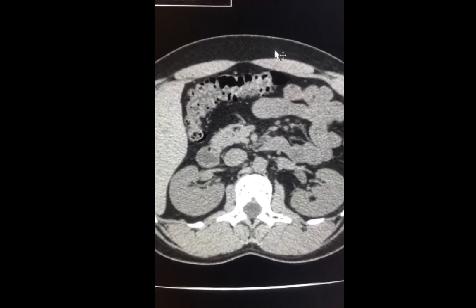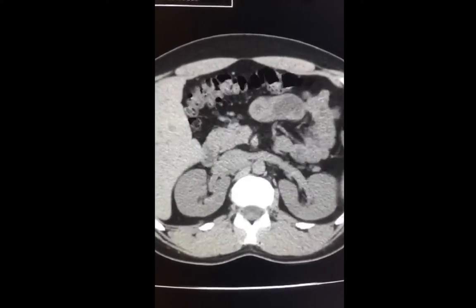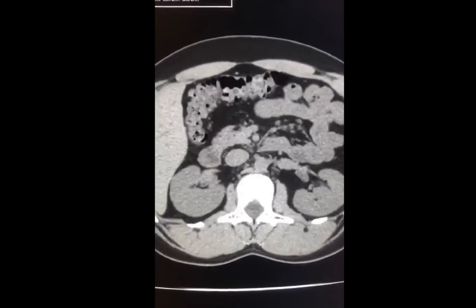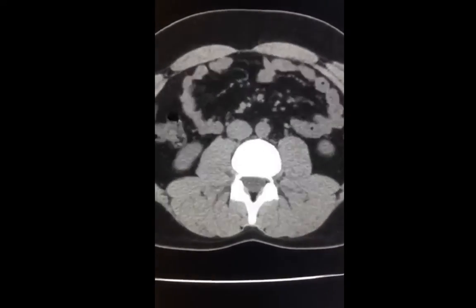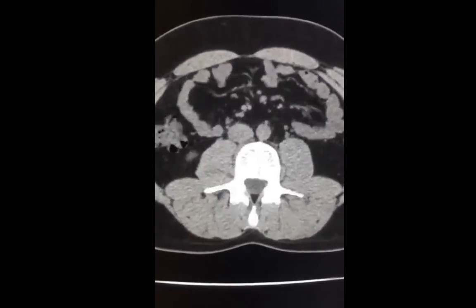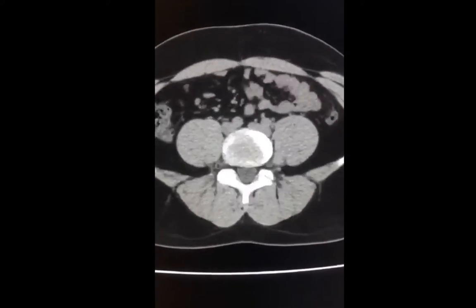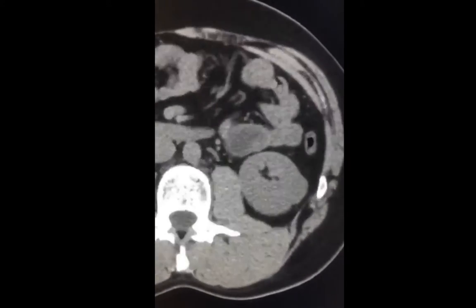This case was performed without IV contrast to look for calcified renal stones, which could be missed otherwise if contrast was given. There is a normal appearance of both kidneys and the renal collecting system without calcified stones or hydronephrosis. Now, since the patient presents with left-sided pain, let's concentrate on that area.